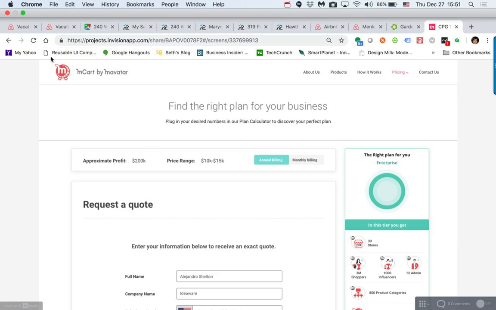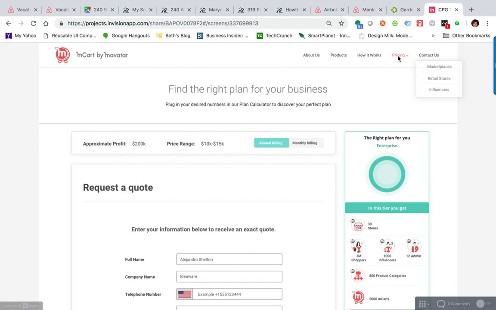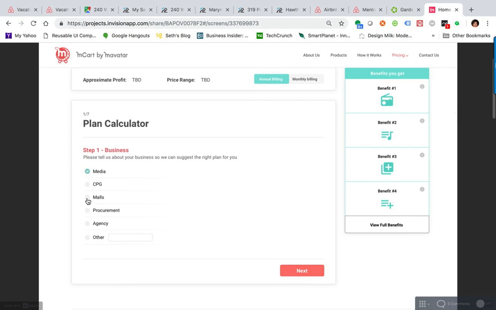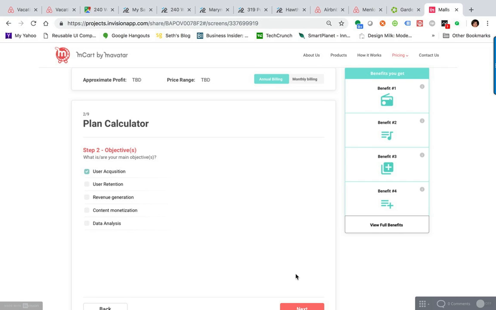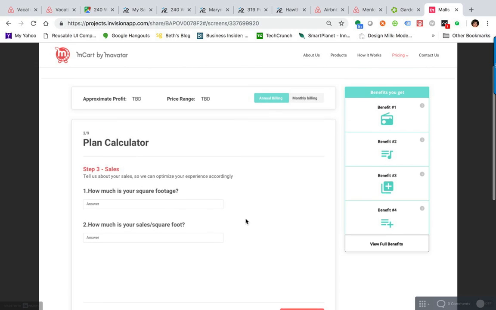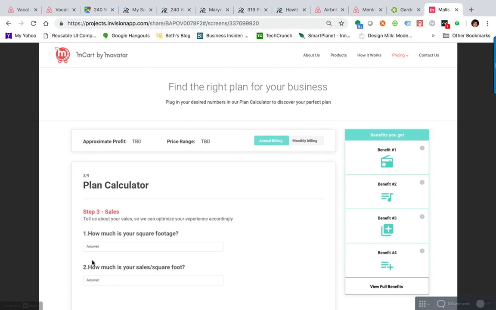Now I go back, and this time we pick malls. This is the last one that is different. Again, the second step is the same. The third one, now we have two other things here that we are picking up.